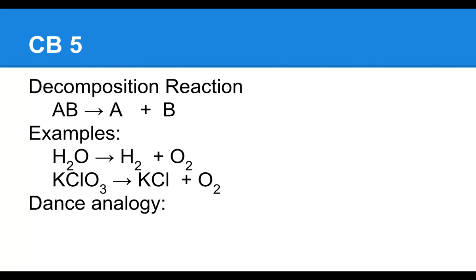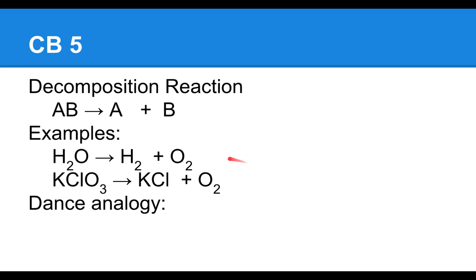All right. The next type of reaction we're going to talk about is a decomposition reaction. A decomposition is like the opposite of a synthesis reaction. You have one compound, for example AB, and it breaks apart into two or more simpler substances, like A plus B. For example, H2O, water, could be broken down through hydrolysis into hydrogen gas and oxygen gas. Or potassium chlorate can decompose into potassium chloride and oxygen gas.